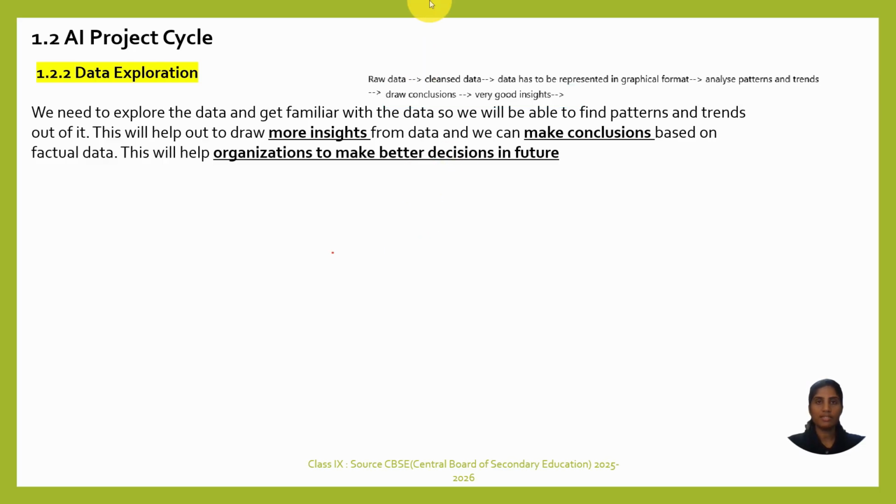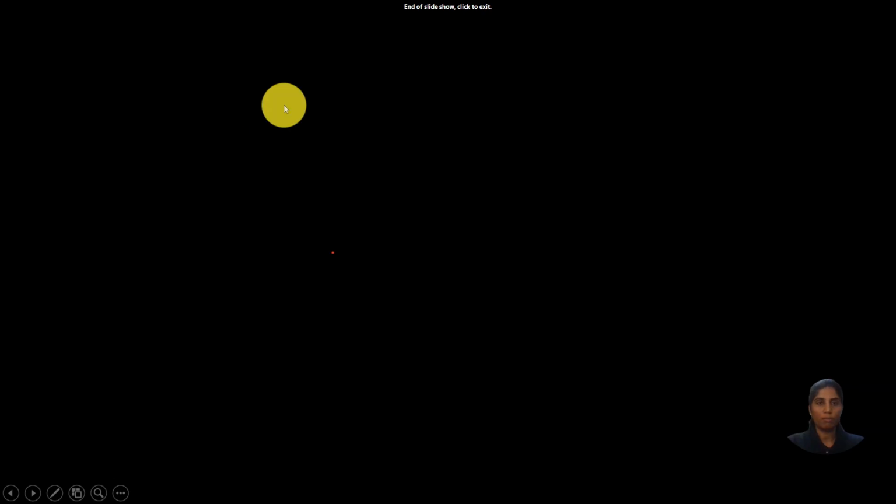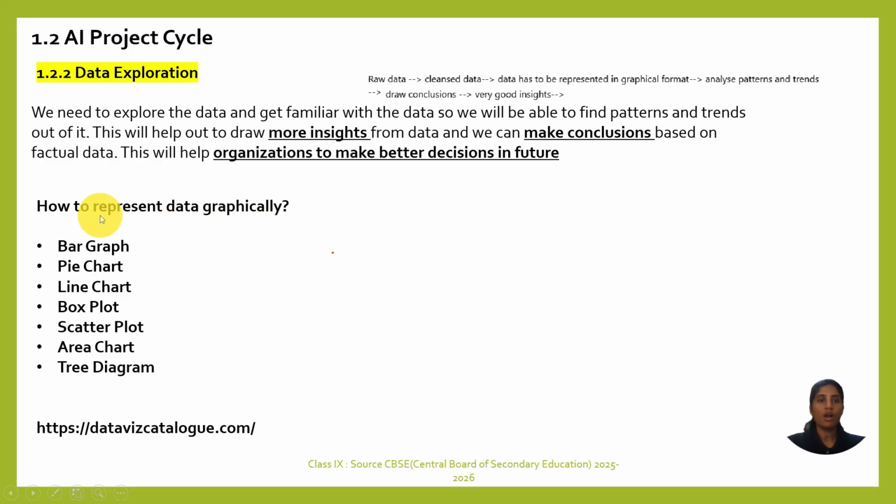Okay, so next, this is how the cycle goes on, one by one. Next, how to represent data graphically. Now we have the raw data and we have cleansed it. How are we going to represent it? That is the third step, right? I told you how to represent the data in a graphical way.